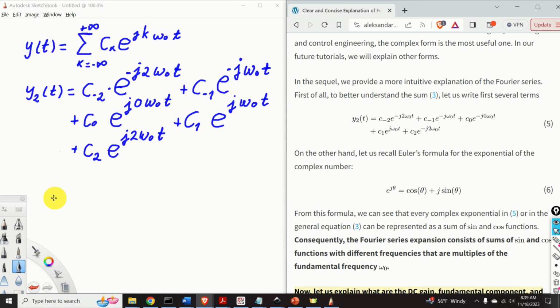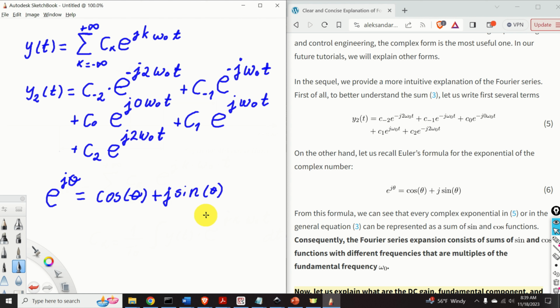The Euler's formula looks like this. e to the power j theta is equal to cosine of theta plus j sine of theta, where theta is an angle expressed in radians. Now, by substituting every complex exponential by its Euler form, we can actually see that the Fourier series can be represented as a sum of sine and cosine functions.